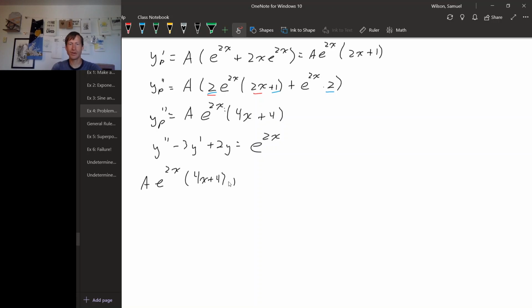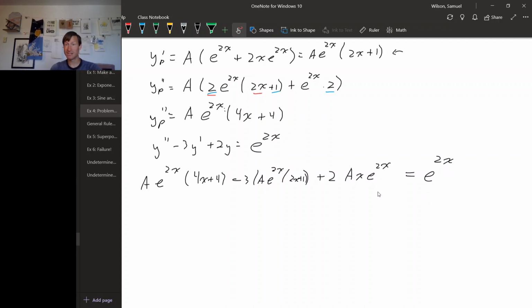minus 3 times y sub p prime, and that's right here, a e to the 2x times 2x plus 1, plus 2 times y sub p, which is ax e to the 2x. And this is supposed to be equal to e to the 2x.